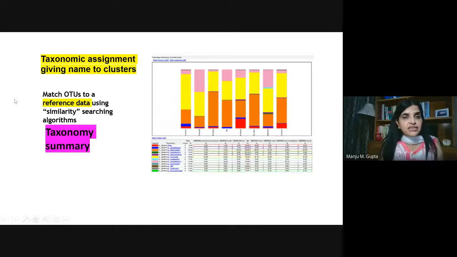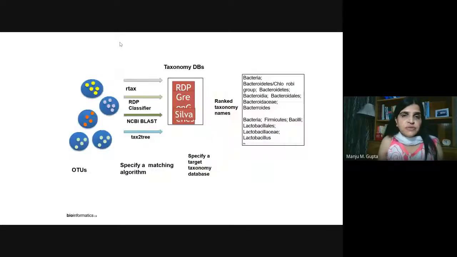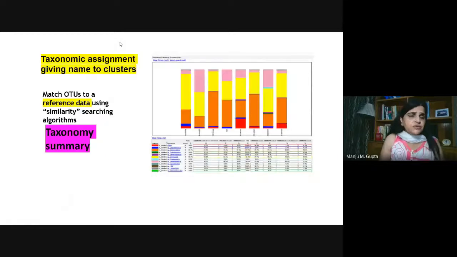You have got this category, you run your reference data, and on the basis of similarity to that reference data, you say that these were these bacteria, these fungi, and this is how you get a picture. And then you can do any statistics, any graph with this information which you have got. These are already inbuilt databases in Chime. You can select whichever you want.